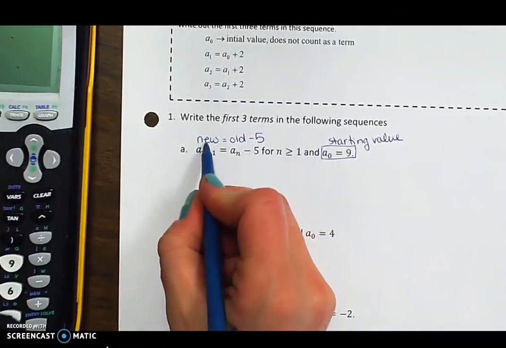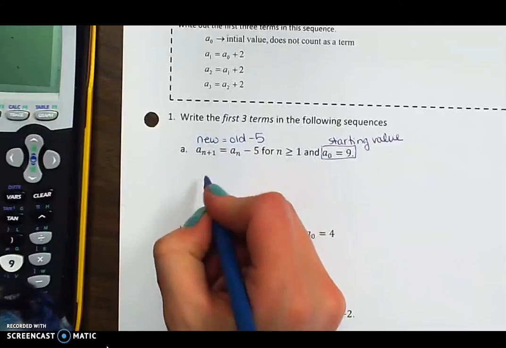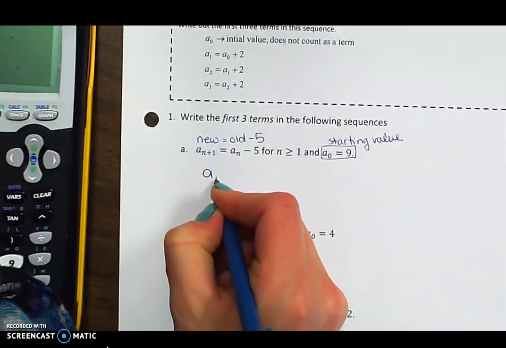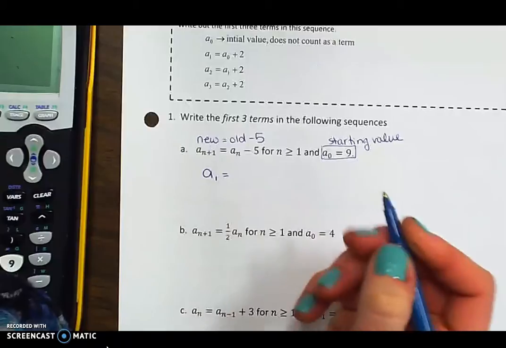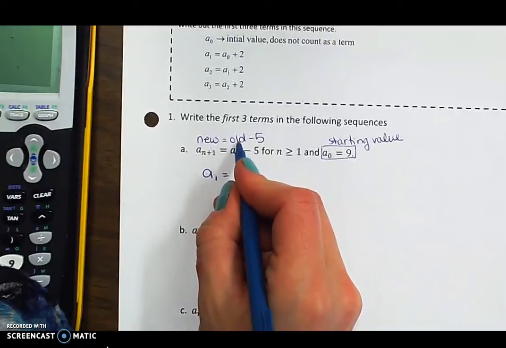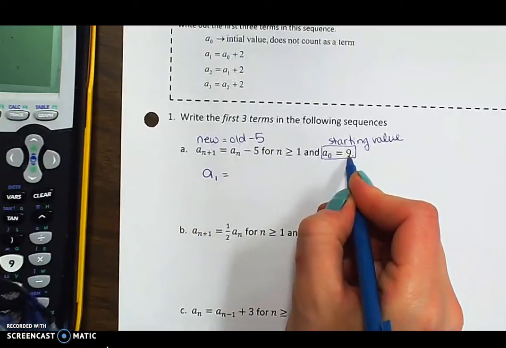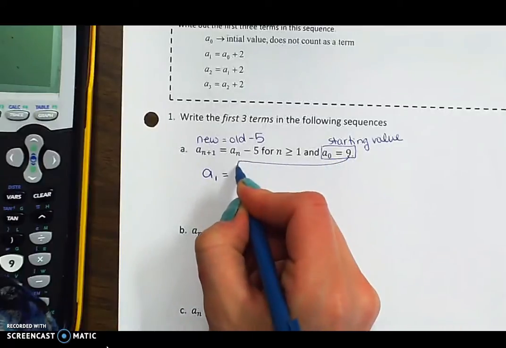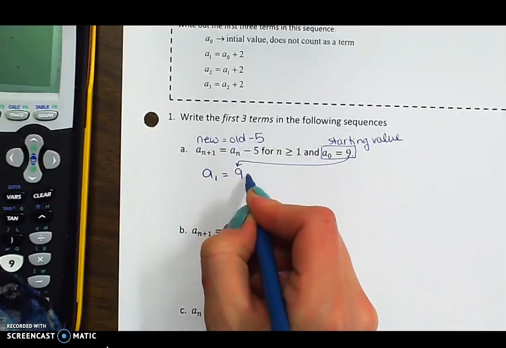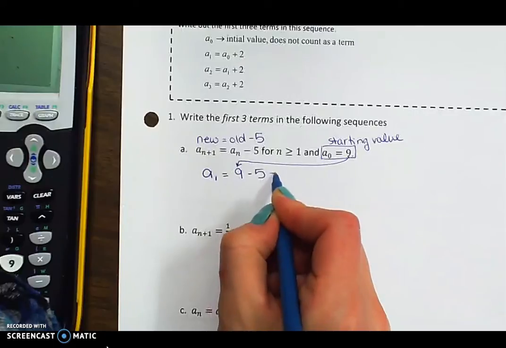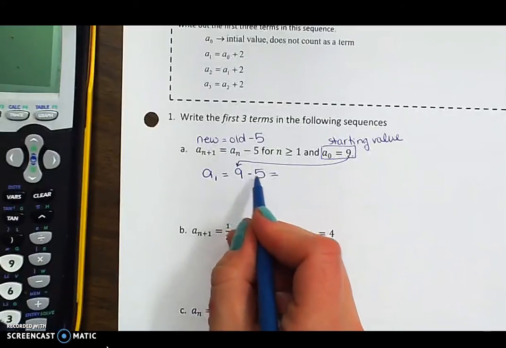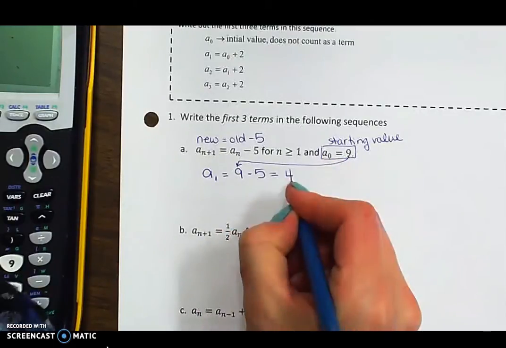Let's go ahead and take a look here. We want to find the first 3 terms. We want to find a sub 1. We're going to take our old term, which here is 9. I'm going to take this 9 and plug it in: 9 minus 5. 9 minus 5 is 4.